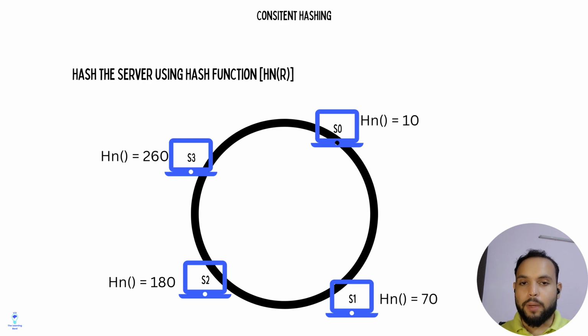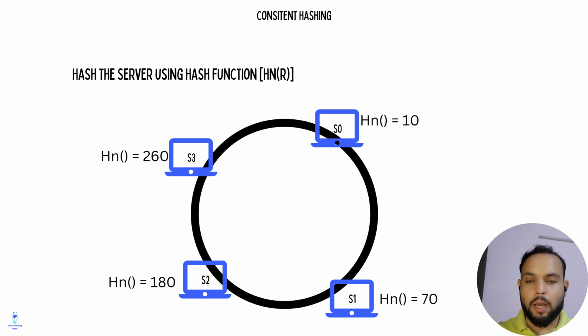Let's say my server number 0, the hash value comes out to be 10, right? For server number 1, hash value comes out to be 50. For server number 2, it comes out to be somewhere around 180, and for server number 3 it comes out to be around 260. Okay, so basically they are across the ring.